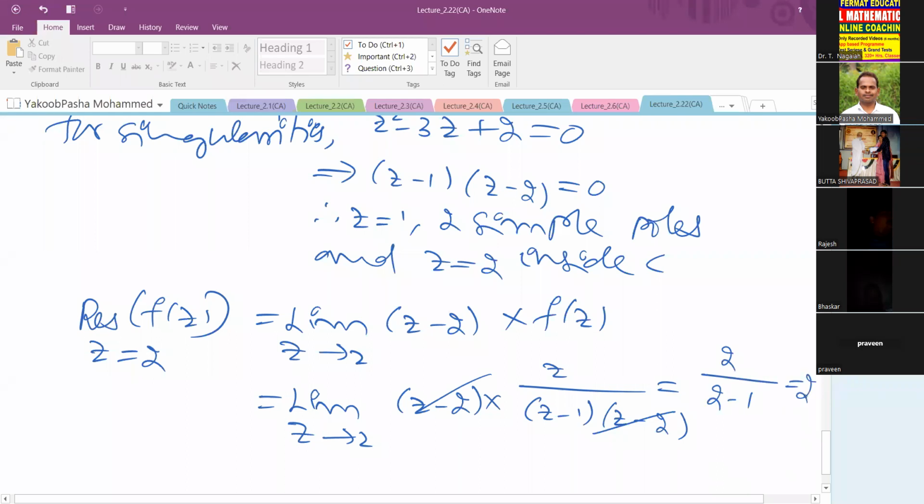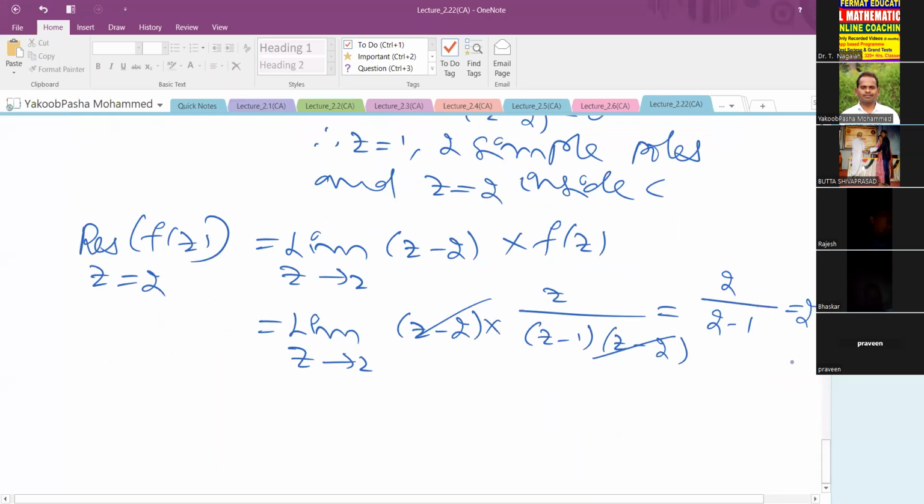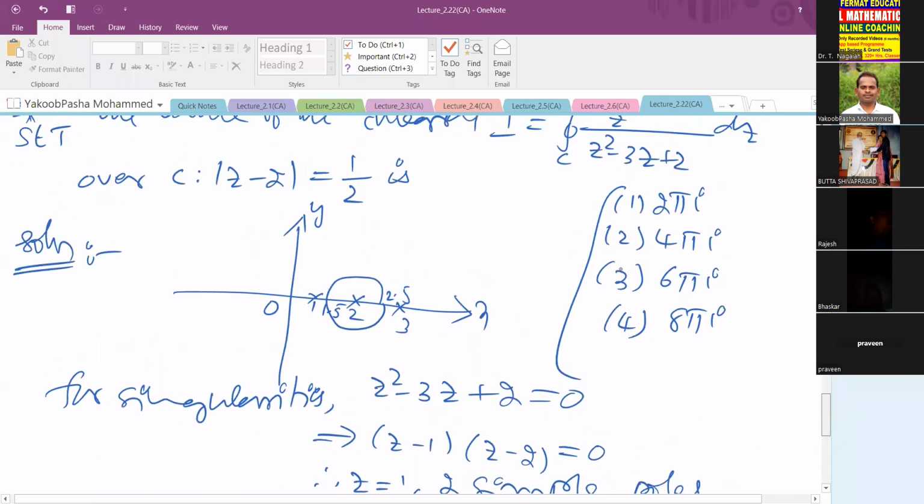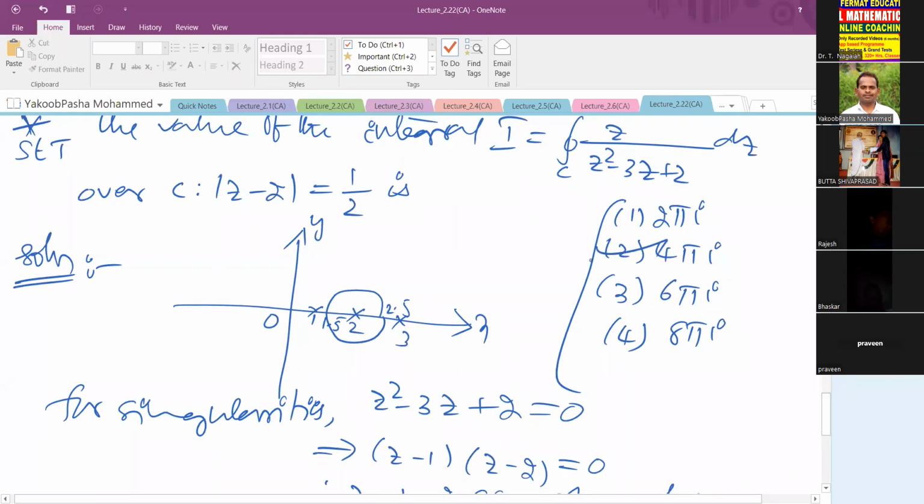Okay. This is the residue, but we have to calculate the integral value, that is integral over C of f of z, which by the definition of residue is 2 pi I into 2, that is 4 pi I. Okay. So our required answer is the second option.